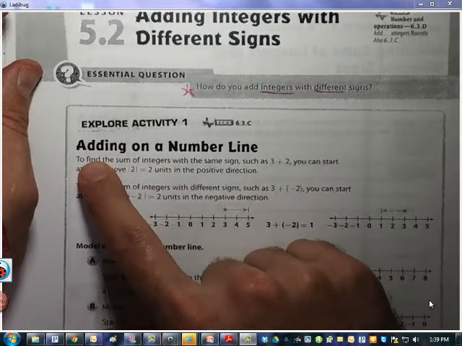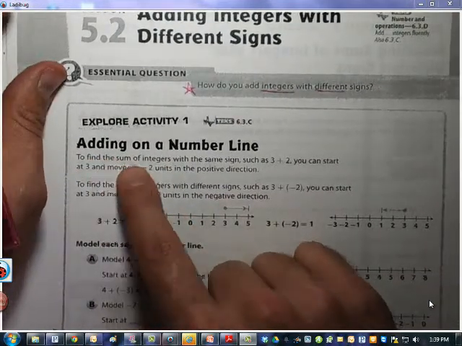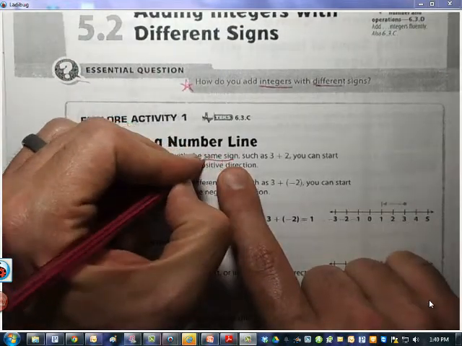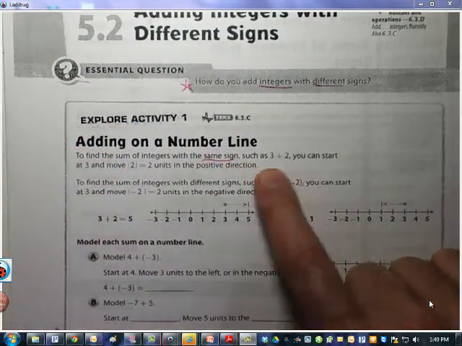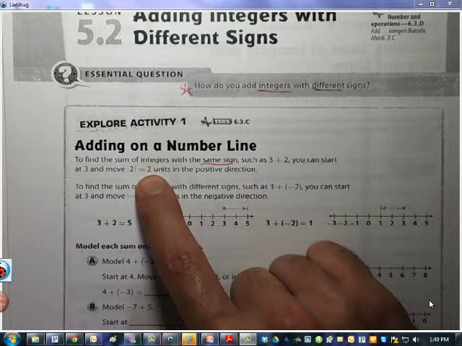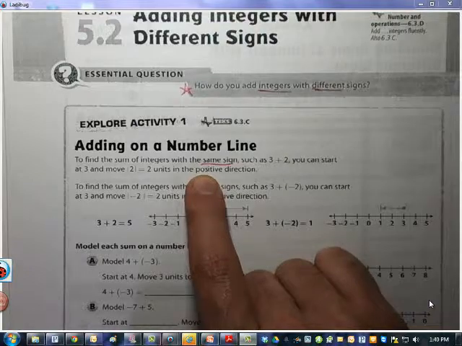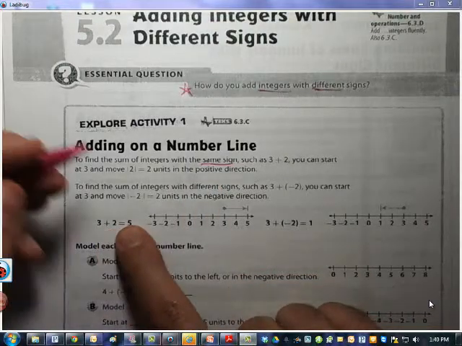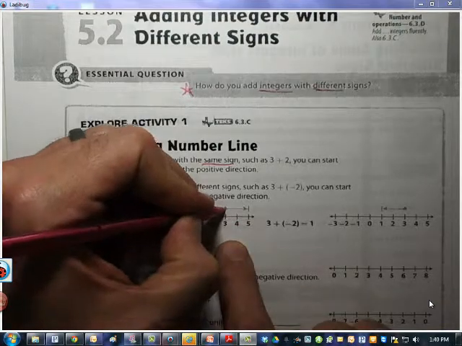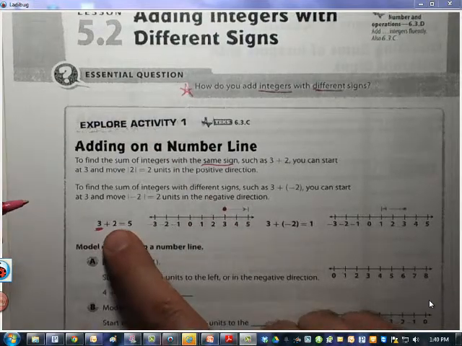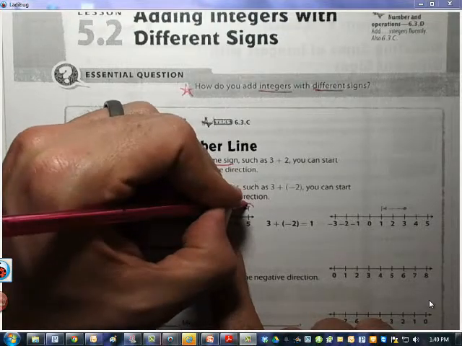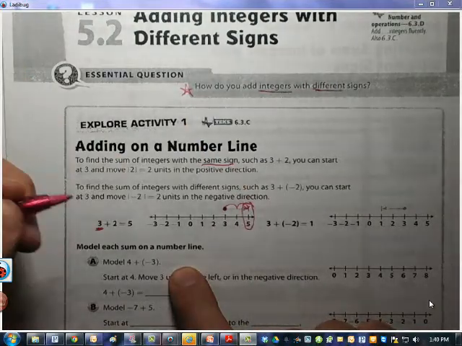Okay, adding on a number line. So to find the sum of integers with the same sign, which is what we did for the last lesson, such as 3 plus 2, you can start at 3 and move it the absolute value of 2, which means 2 spots. And we're going to move it in the positive direction, because it's a positive 2. So we start with the first addend. The first addend is 3. And we're going to move it 2 spots in the positive direction. So 1, 2, and there's our answer, 5.